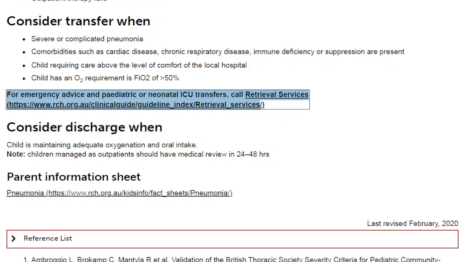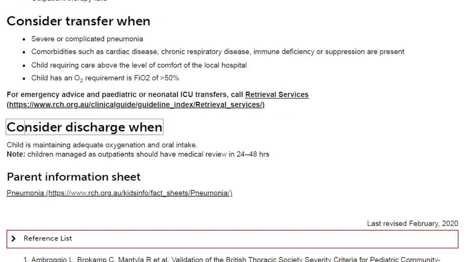Consider discharge when the child is maintaining adequate oxygenation and oral intake. Note: children managed as outpatients should have medical review in 24-48 hours.